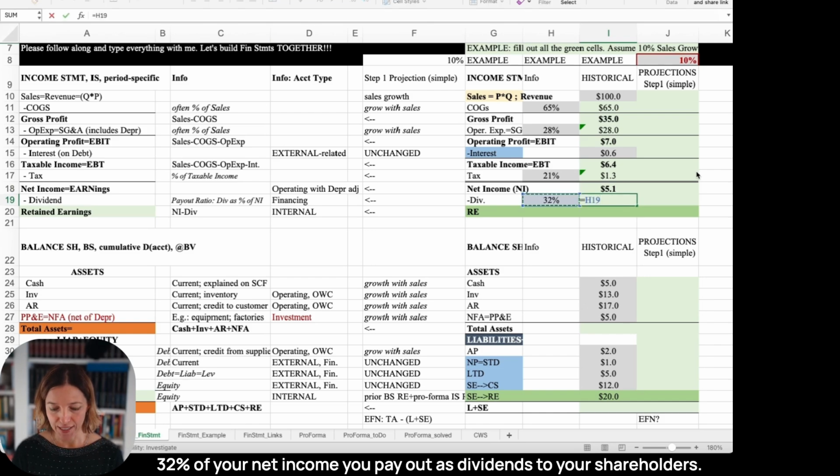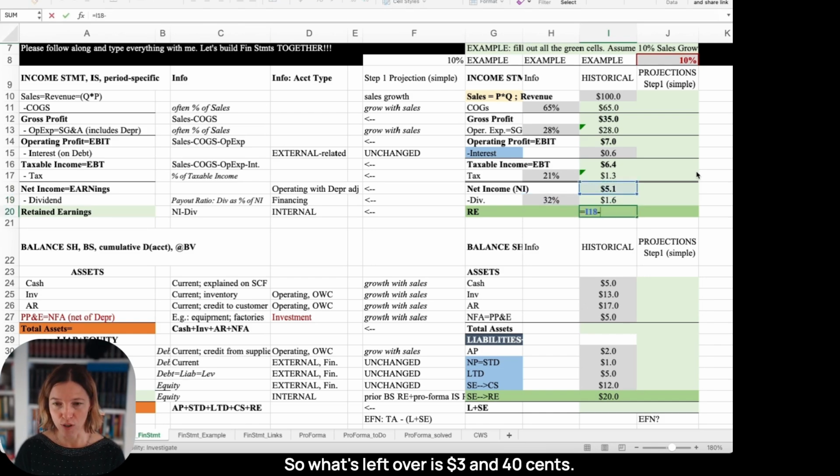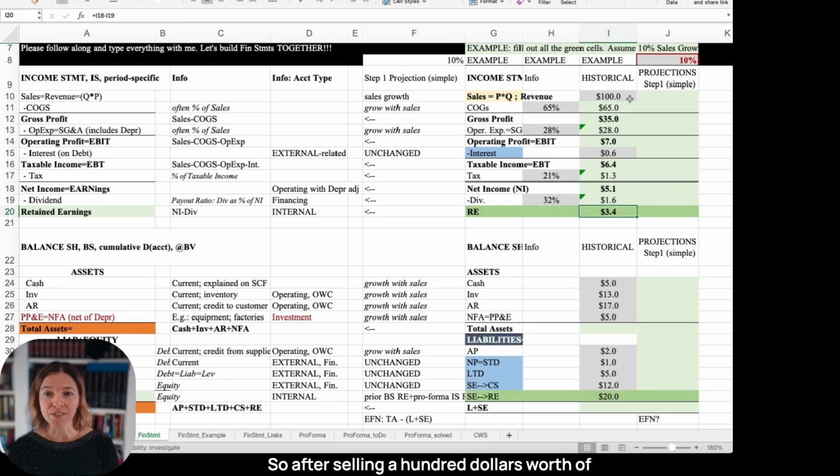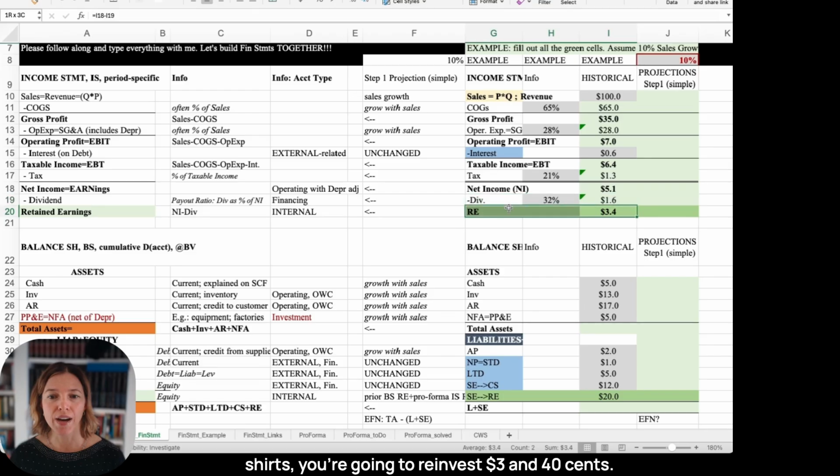32% of your net income you pay out as dividends to your shareholders, so what's left over is $3.40. So after selling $100 worth of shirts, you're going to reinvest $3.40, what's left over from the sale of $100 minus all of the cost, $3.40 back into your business. So that is built in here in this shareholders' equity. This $3.4 is already reflected in there.